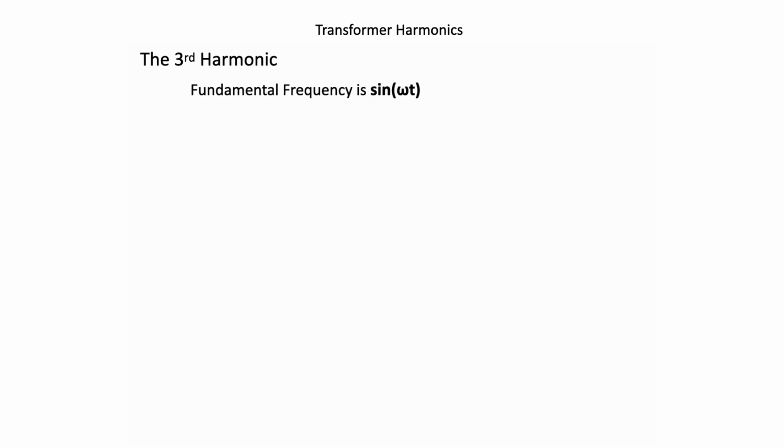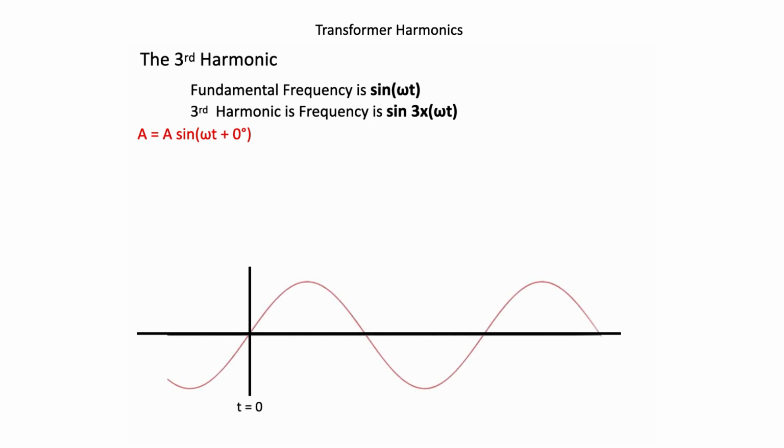If the fundamental frequency is sine omega t, then the third harmonic is a frequency that is 3 times that of the fundamental frequency and can be written sine 3 omega t. So in a three-phase system, if we place the red phase fundamental frequency as our reference phasor at 0 degrees, then the sinusoidal wave formula is given by A equals A sine (omega t plus 0 degrees). And I've plotted it on the bottom of the slide.